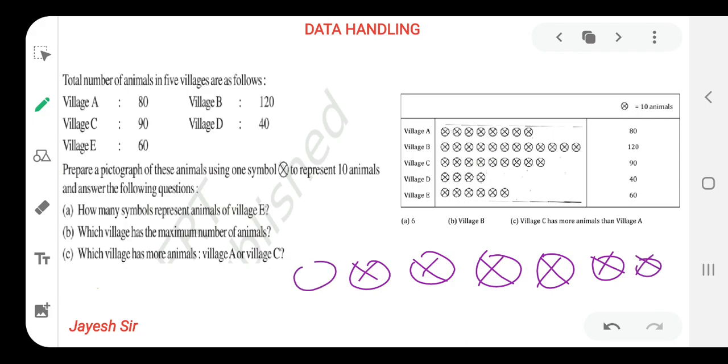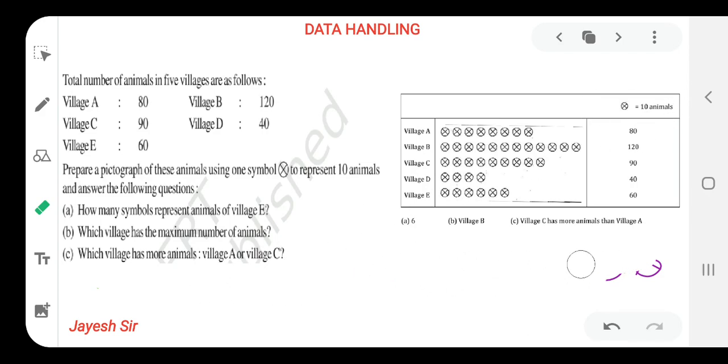Yes, I hope you all are getting it. So this is the chart for village A. As I have done the pictograph for village A, you can see it is drawn over here, and on the top it is written that one symbol indicates 10 animals, which we have seen in the previous class also. So for village B it is 120. Similarly 12 symbols are to be drawn over here, and each symbol represents 10 animals. So in village B you can see 120 is drawn like this.